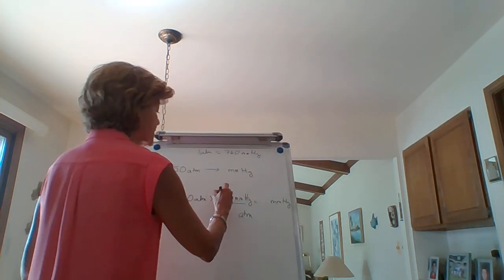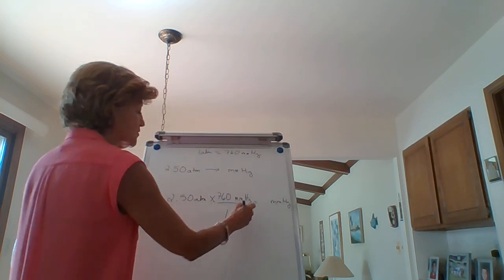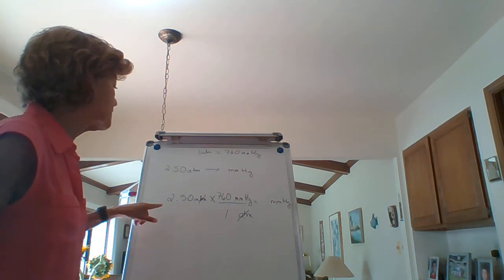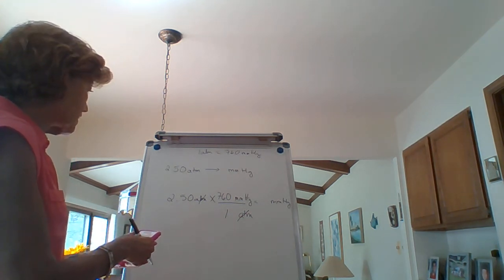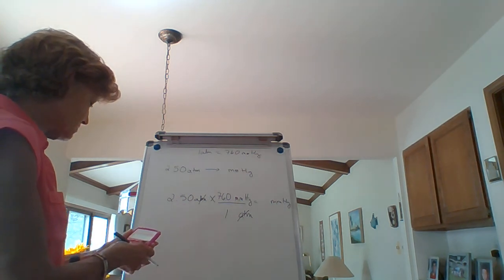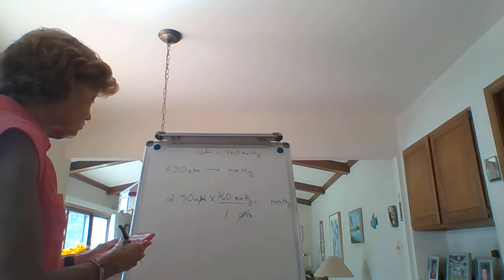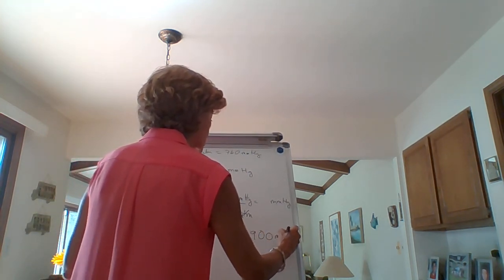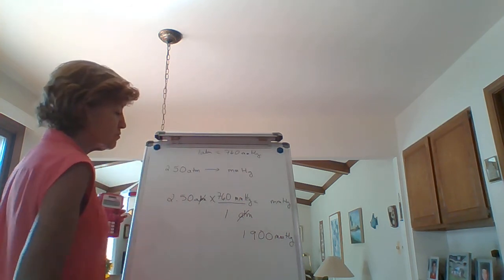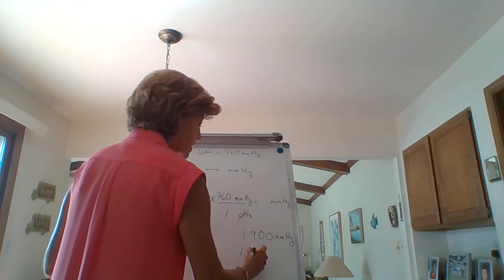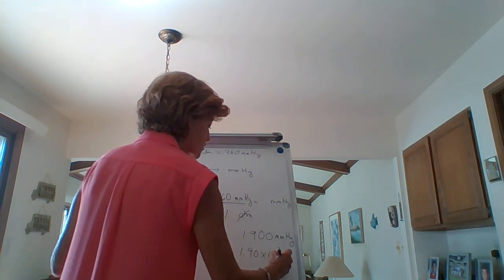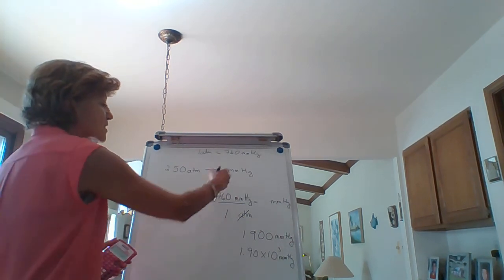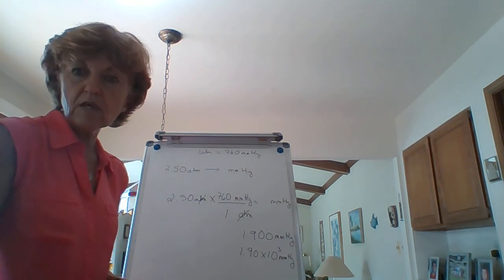So 1 atmosphere is 760 millimeters of mercury. We're going to go by these sig figs here because this is our measured number. And we've got 2.5 times 760, and you end up with 1,900 millimeters of mercury. If you wanted to round it to 3 sig figs, it would be 1.90 times 10 to the third millimeters of mercury. Okay, but what I wanted to show you is this setup over here. Very easy to do a conversion.